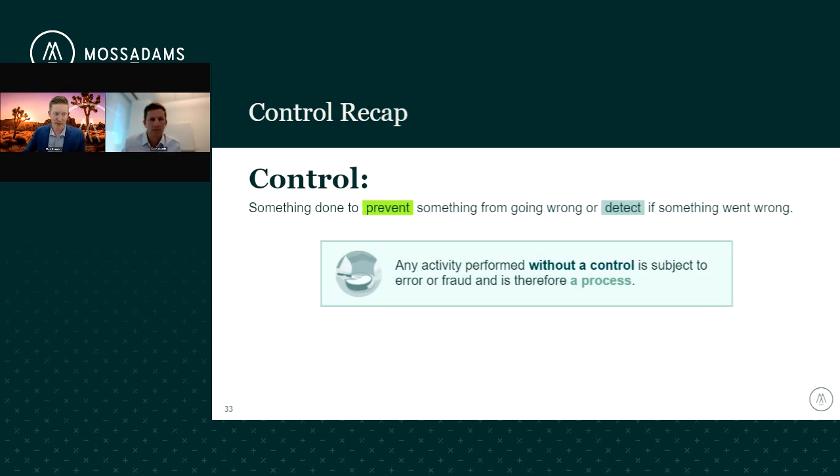And just to recap, a control is something that's done to prevent something from going wrong or detect something that went wrong.